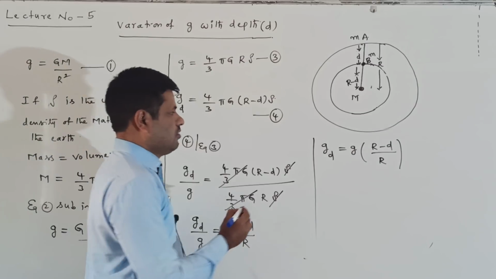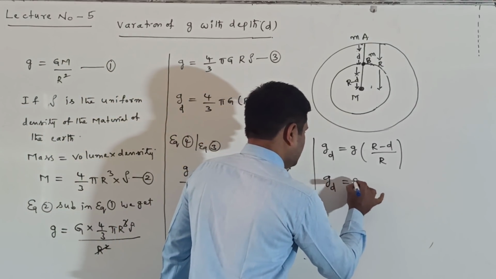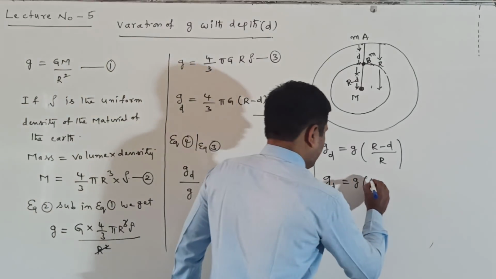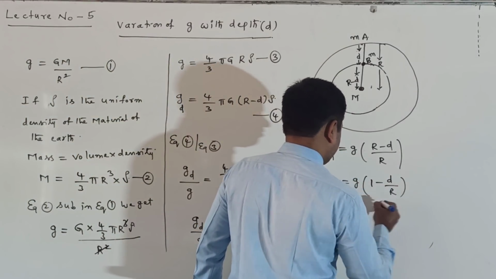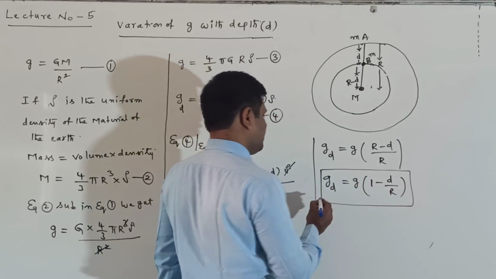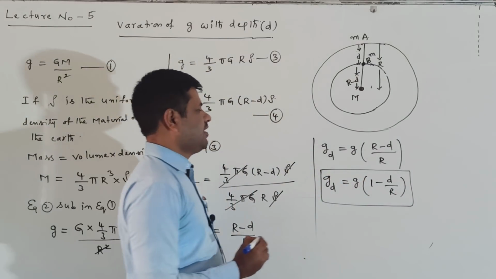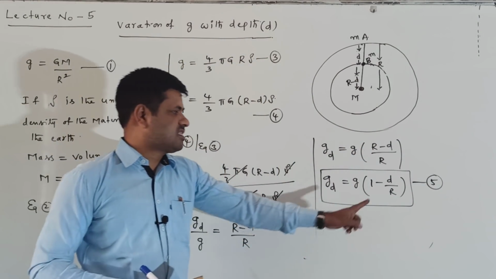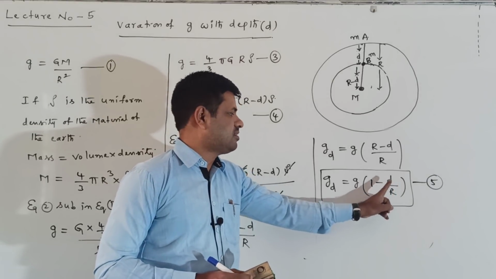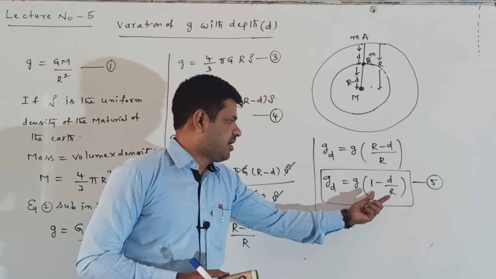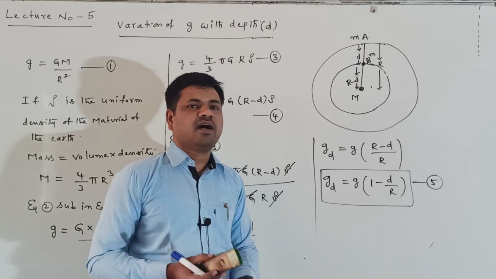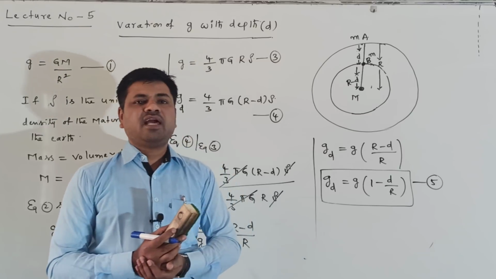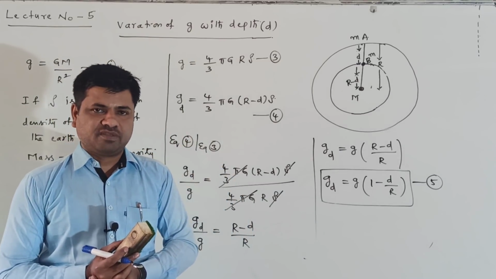Now gd is equal to g into 1 minus d by r, since we are dividing r by r, which is equal to 1. This is our formula at the depth d, given as equation number 5. From this equation we can understand that when the d value increases, the 1 minus d by r value decreases, which means the gd value also decreases. This is the formula for finding the acceleration due to gravity at depth d.